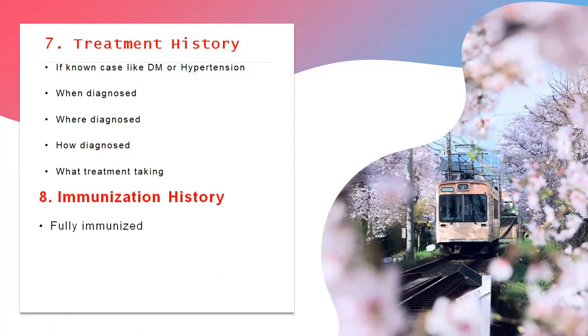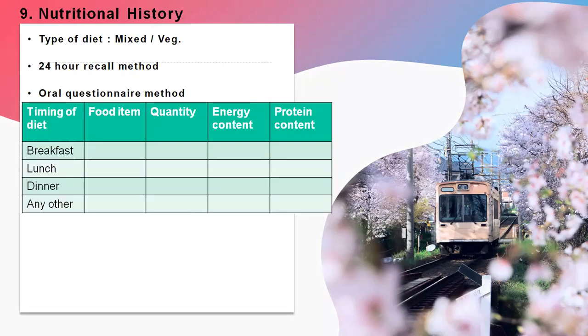Then next is the immunization history, particularly if the child is below 5 years of age. You have to start the history of immunization from the birth till the age of the child. If the baby has received all the doses according to his age, then the child is fully immunized. If the child has missed 1 or 2 doses, then it is partially immunized. If the child has not received any dose, it is the unimmunized child. So you need to advise the mother depending on the immunization history.